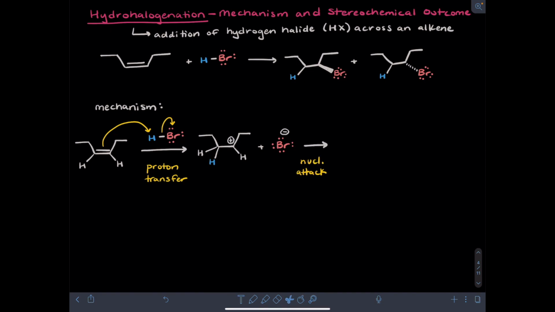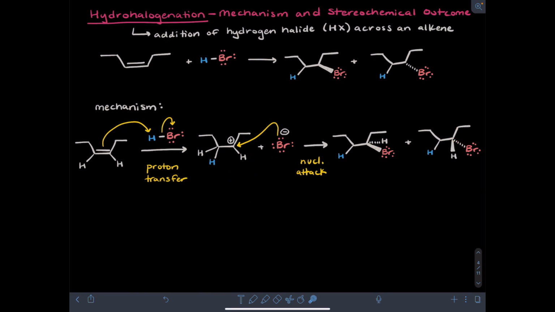The carbocation is a strong electrophile, and bromide can serve as a nucleophile. I'll have a nucleophilic attack, taking a lone pair from bromine and forming a bond to the carbocation. This step forms the carbon-bromine bond in the products.